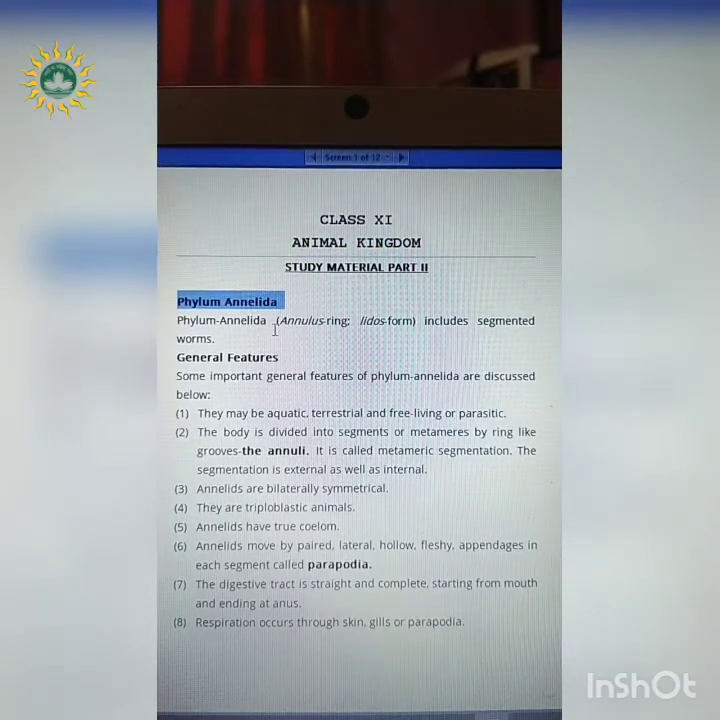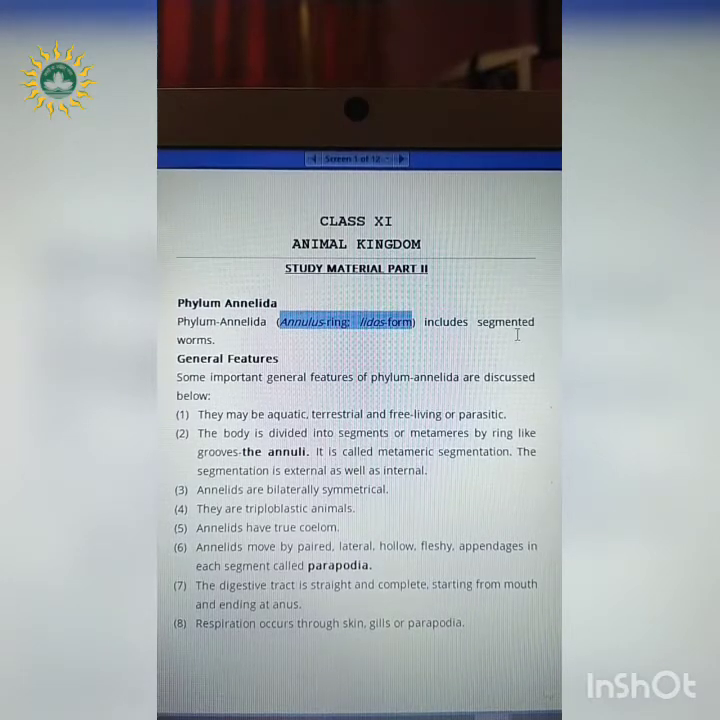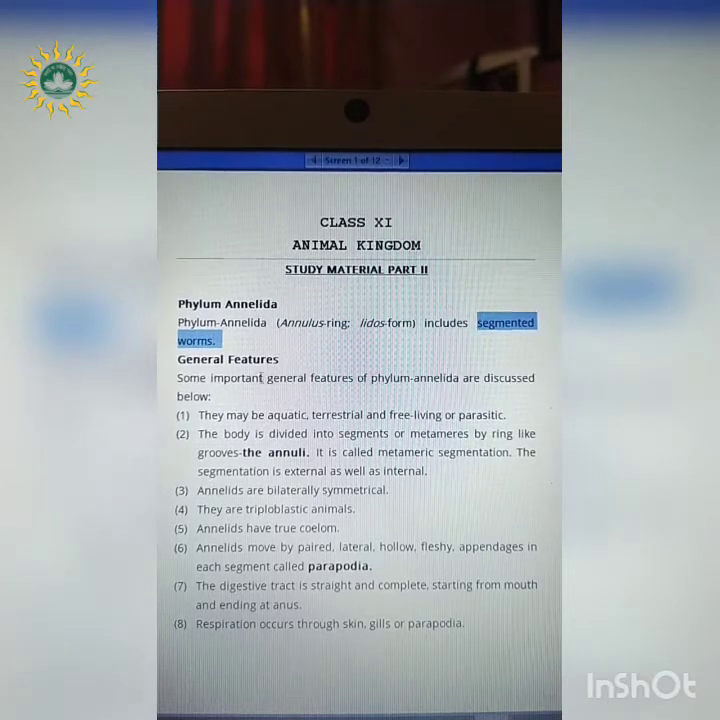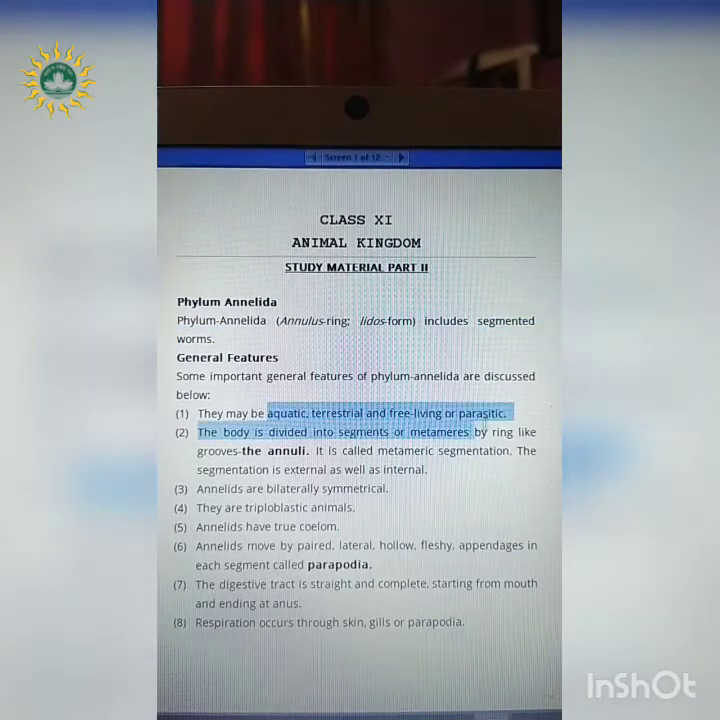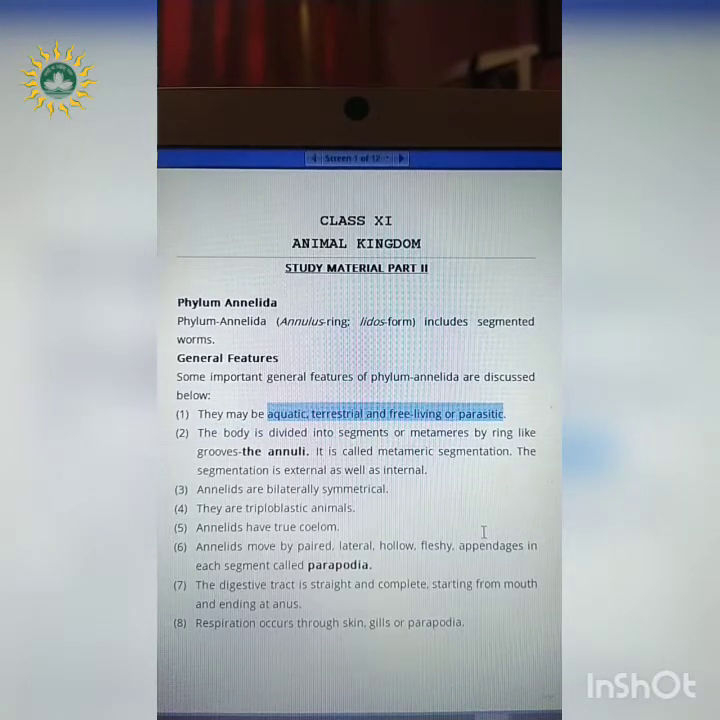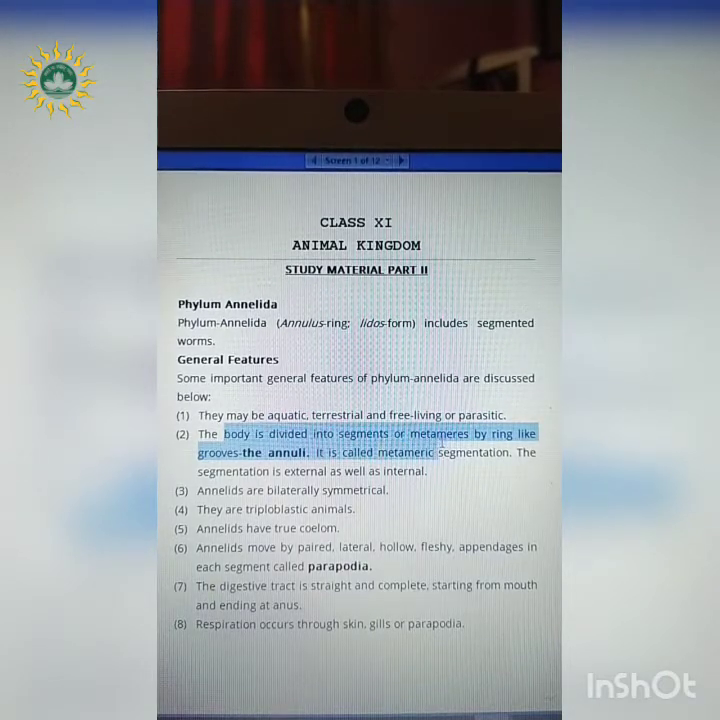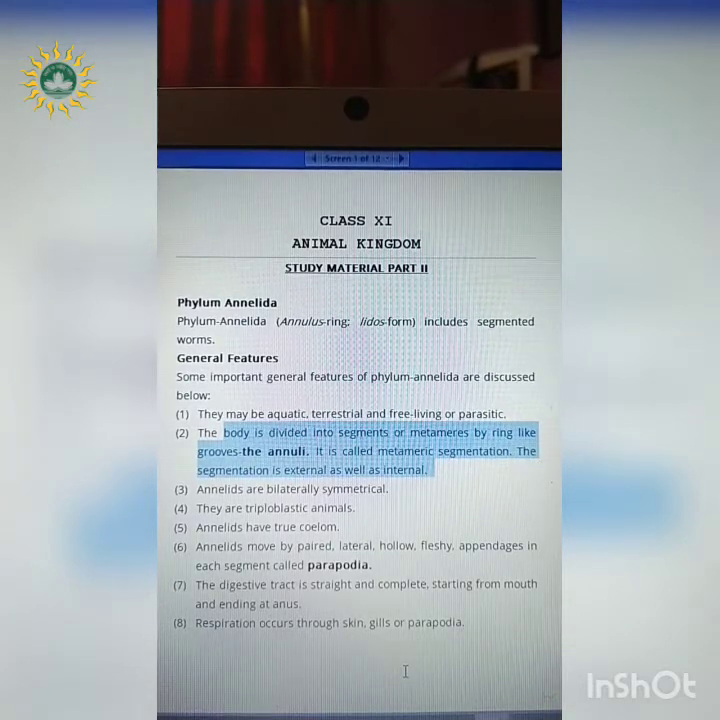Phylum Annelida, the word meaning is annulus means ring and lidos means form. So it includes segmented worms. The general features, what are those? Firstly, it includes aquatic, terrestrial, free-living or parasitic organisms. And the body of these organisms is divided into segments or metamers by ring-like grooves called annuli, and the process is referred to as metameric segmentation.